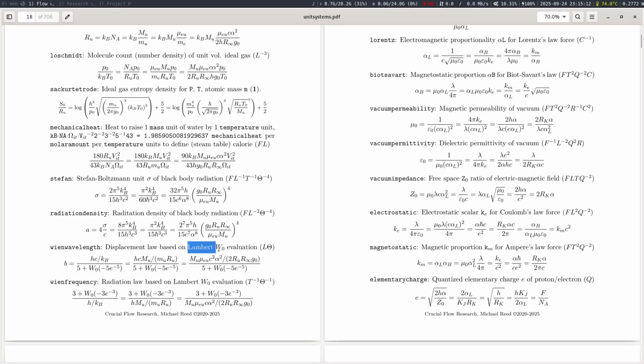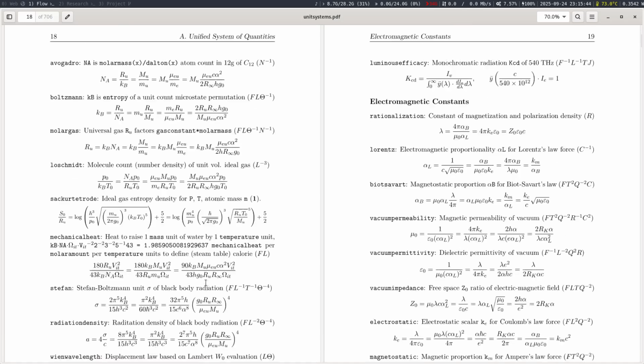So this isn't something that you need to evaluate. I mean, it's nice to have this as a constant, so that's why it's included as a fundamental constant instead of relying on evaluating this function. You can rely on this fundamental constant. Similar with the Wien frequency, which was the radiation law based also on the Lambert W0 evaluation.